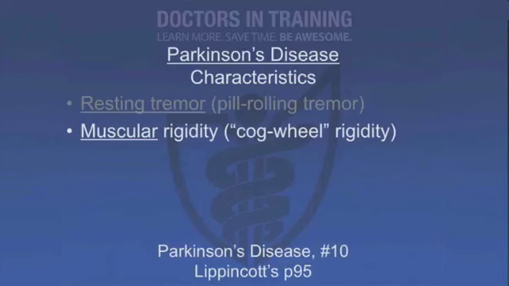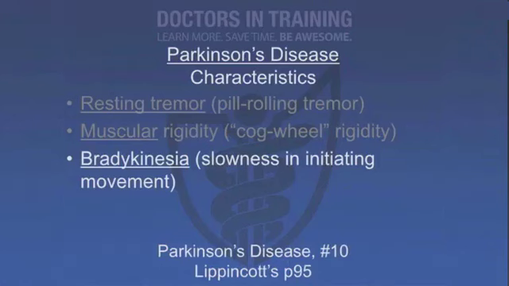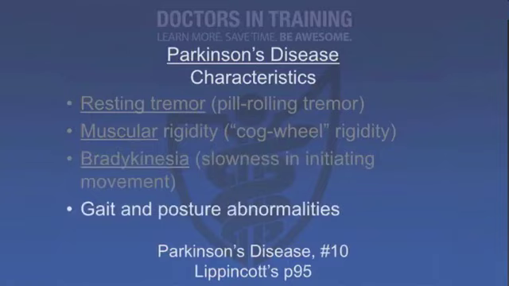It's not just tremor when you're actively moving, it's even tremor at rest, and you'll see the hand tremor like this as though you're rolling a pill in your hand. You also get what's called muscular rigidity, sometimes called cogwheel rigidity, where the patient's muscles will be rigid but not fixed. You can move them, but they sort of move as though you're turning a cogwheel. You can get bradykinesia, which is slowness in initiating movement or carrying out voluntary movement. You can also have gait abnormalities or posture abnormalities.